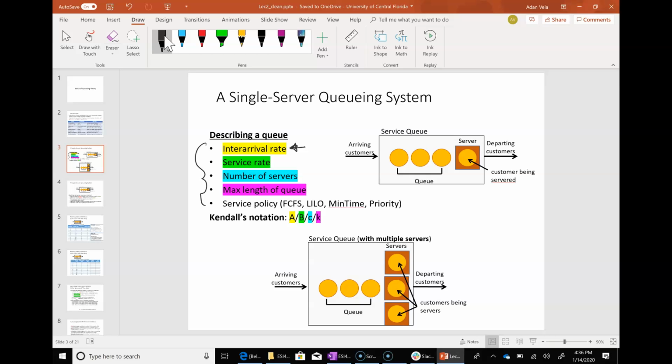1 minute at McDonald's, right? They're pretty quick. Okay, so that refers to the service rate.